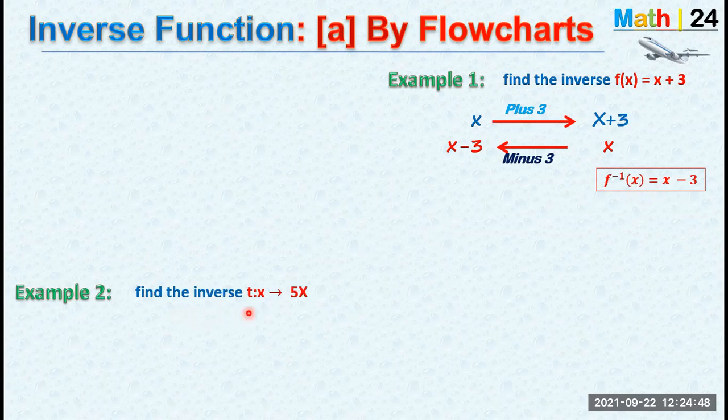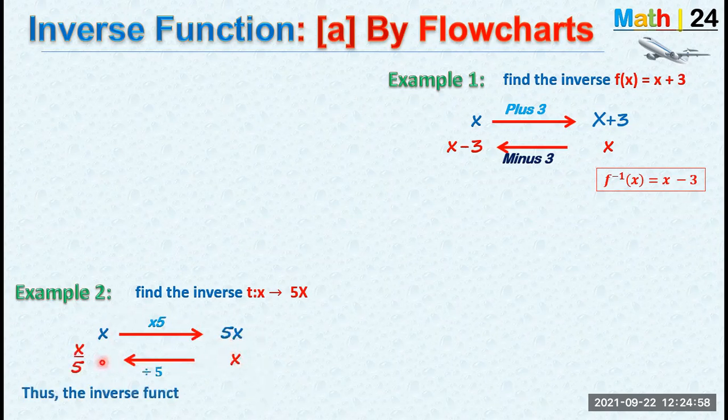Example 2, find the inverse of the function t of x equals 5x. So flowchart, we start from x, we multiply x by 5, and we have 5x. For the inverse, we start with x, and we divide by 5 to have x on 5, which is the inverse function.